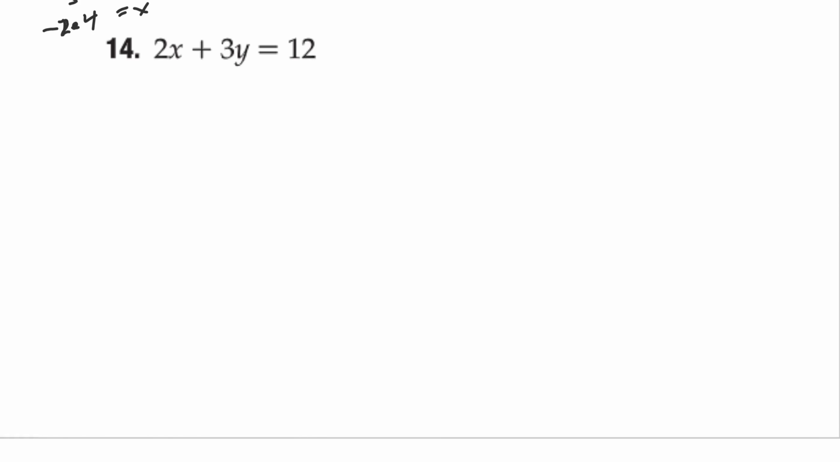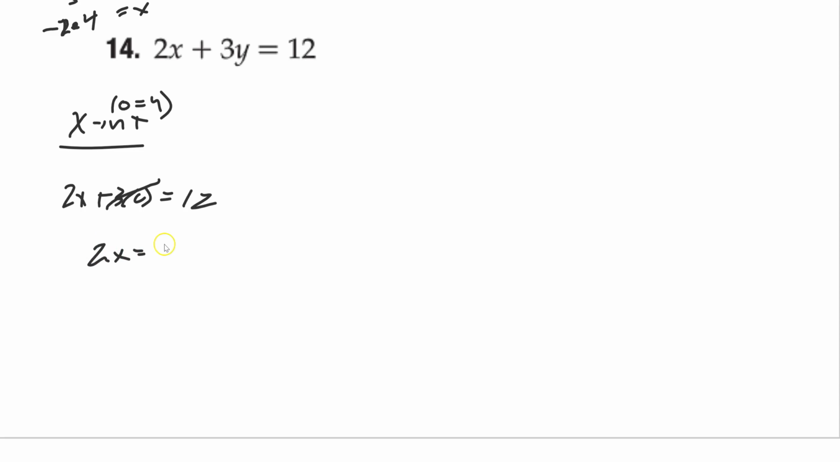So one more time, just make sure we got this and make sure I can do my math correctly. If I want the x-intercept, I'm just going to plug in 0 for y. So it'll be 2x plus 3 times 0. That just goes away. I get 2x equals 12. X equals 6. So it's going to be the point 6, 0, because I plugged in 6 for x, and I get 0.